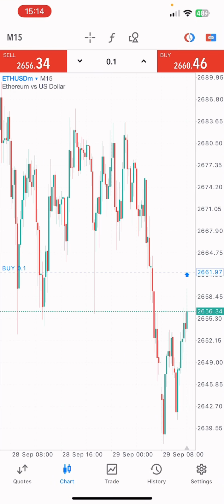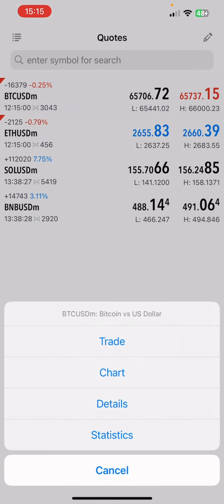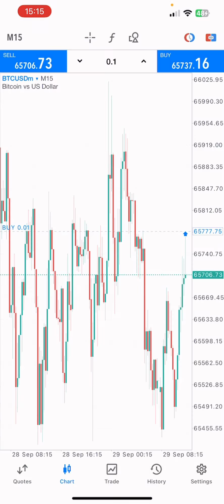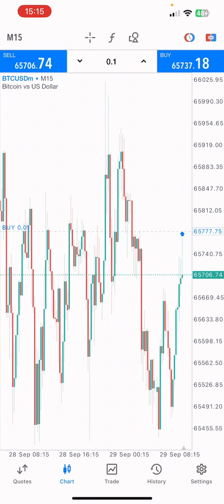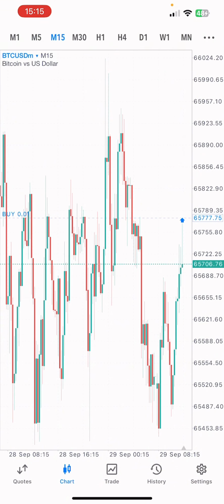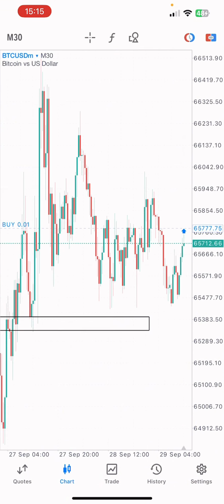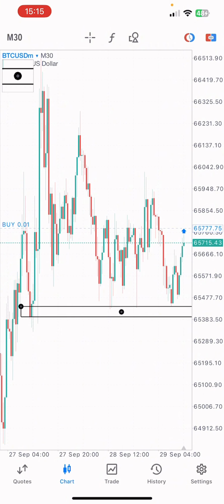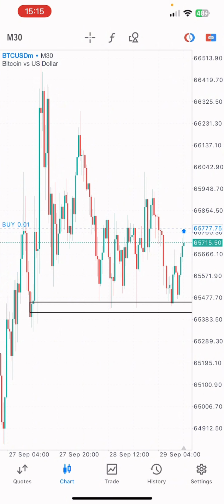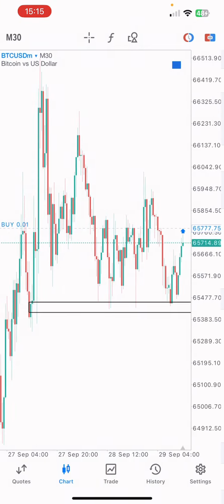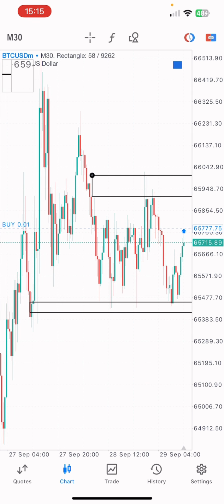You might want to ask, how do I add another position? If you want to add another position, let me use this BTC on the 30-minute timeframe. All you need to do is pay attention to major key levels like support and resistance levels, and where you see a break of structure, which is BOS.